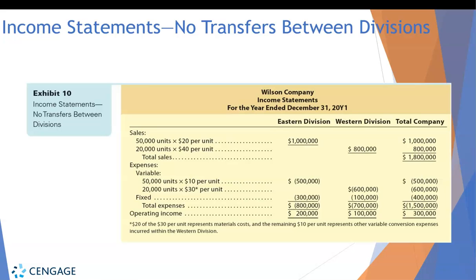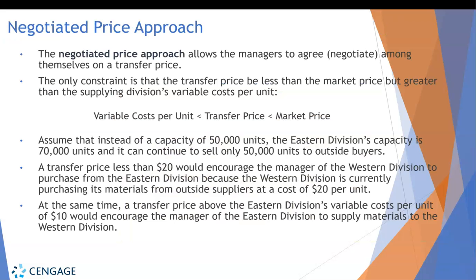Wilson has two operating divisions, Eastern and Western, that are organized as investment centers. Here are the condensed income statements for Wilson, assuming there are no transfers between the divisions. Now, a negotiated price approach allows managers to negotiate among themselves a transfer price. The only issue is that the transfer price is going to be less than the market price, but it's going to be greater than the variable cost. So it's a middle place.